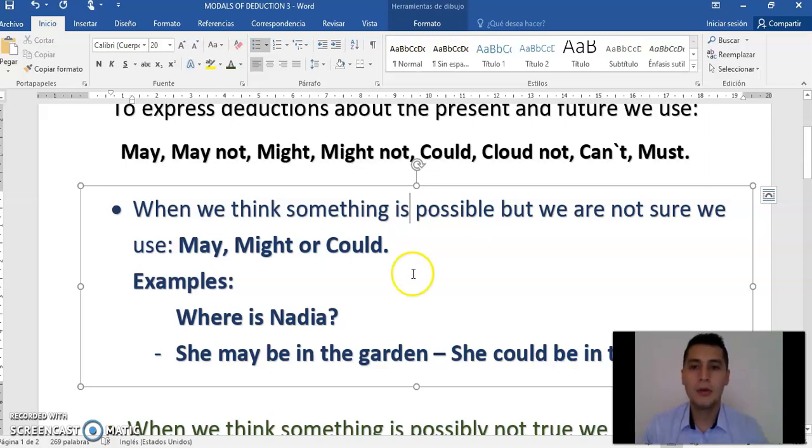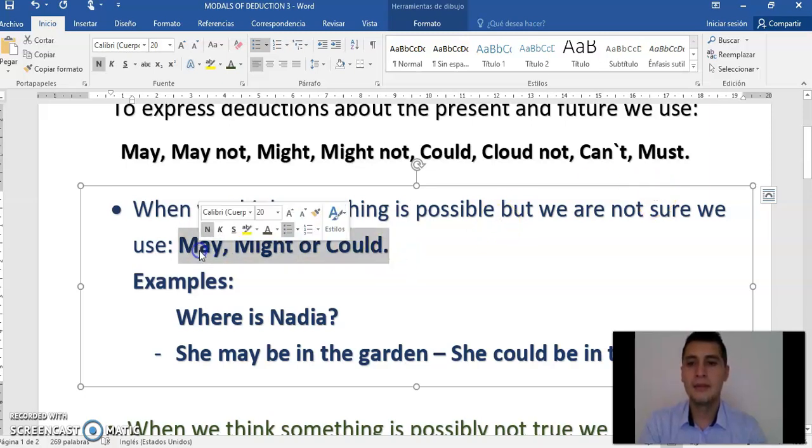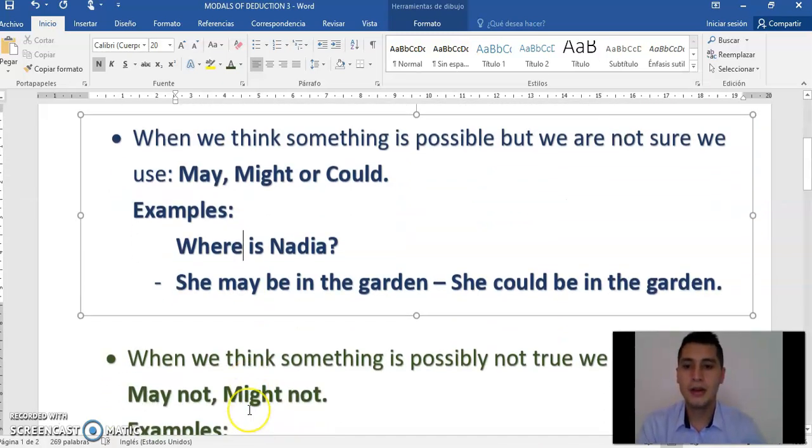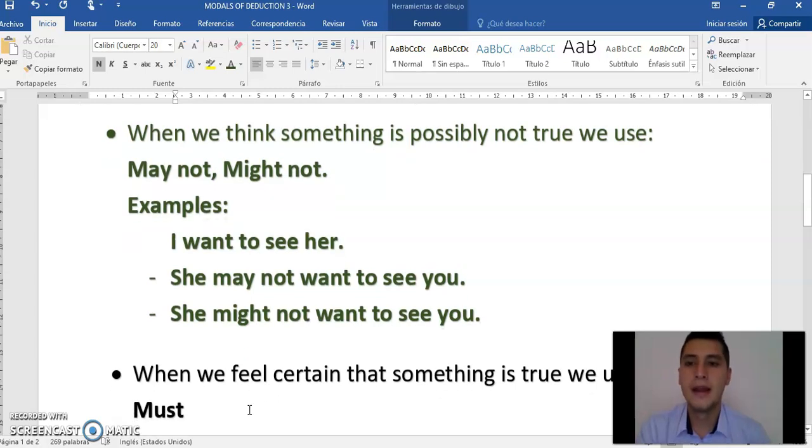For example, when we think that something is possible, but we are not sure, we use these words, may, might, or could. And also, I am going to give you one example, but in the class, if you need more examples, I am going to give you more. And after that, we are going to move to the next one.